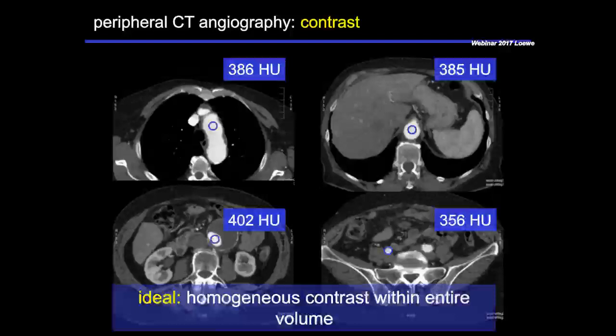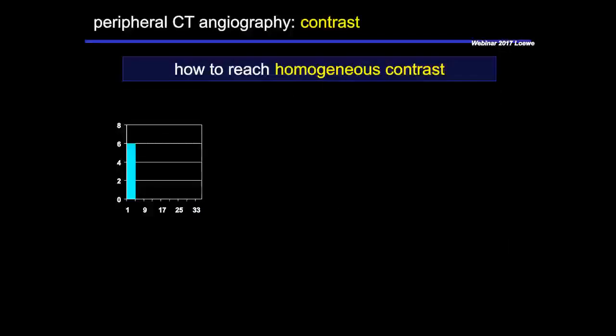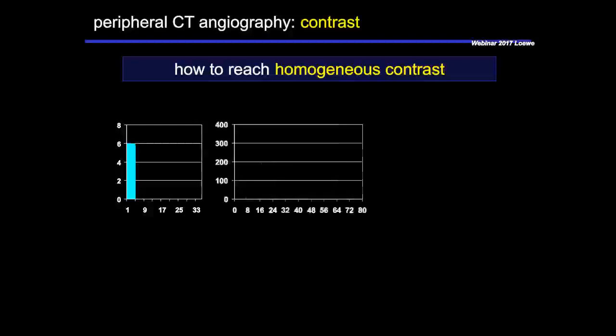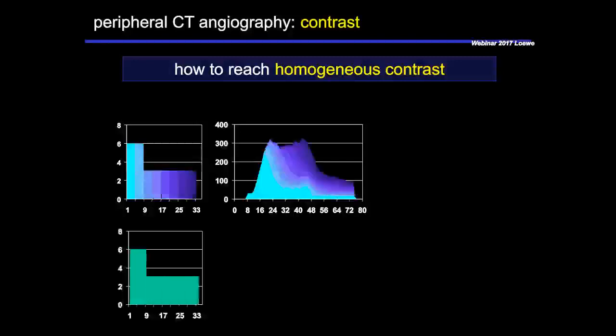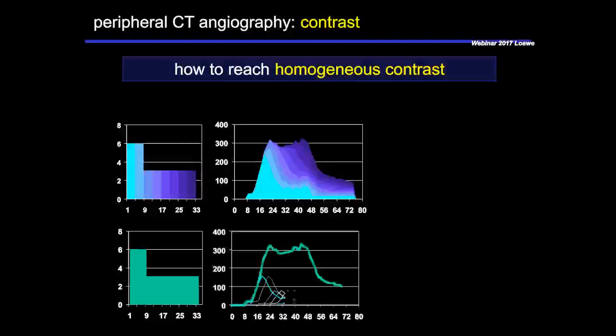And this has been shown almost 20 years ago, that when we are talking about large examination volumes, it's really helpful to give a biphasic bolus injection. So that means the first third of the total bolus is given at a high injection speed, and the second two-thirds are injected at a slower speed, and in the end, the enhancement within the patient will be much more homogeneous during this entire large volume.